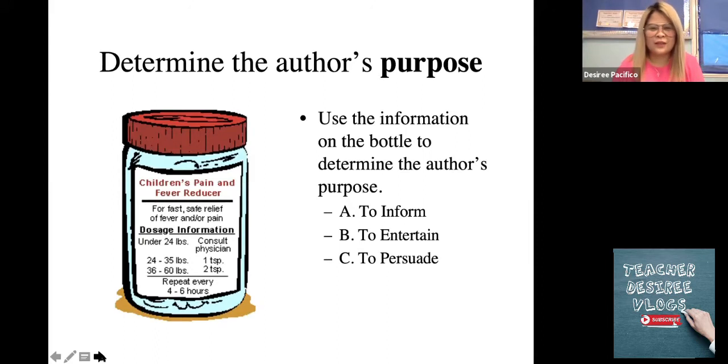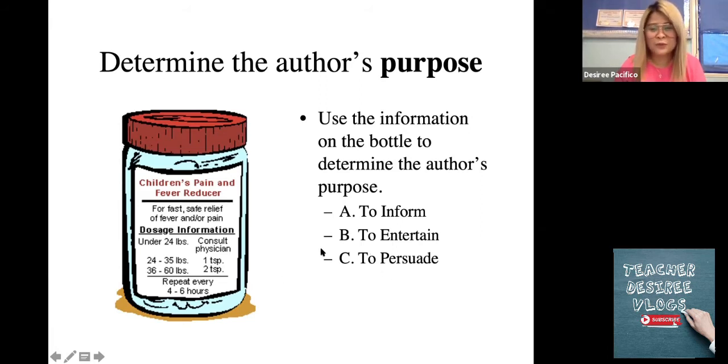Okay, now let's have this example. Determine the author's purpose of this label. Use the information on the bottle to determine the author's purpose. Now what is the author's purpose of this bottle label? It says here, children's pain and fever reducer for fast, safe relief of fever and or pain. And it gives here dosage information: how much should be taken by the child and the time when this medicine should be taken. So is it to inform? Is it to entertain? Or is it to persuade readers?